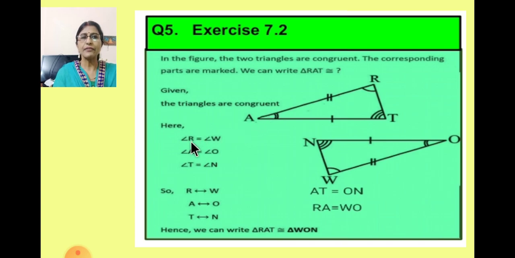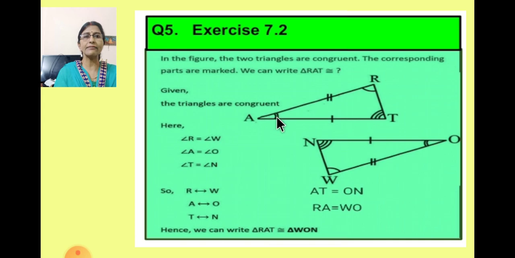Now first we will write what are the congruent parts given here. What are the parts which are congruent to each other. Now first we will take angle R. You can see here this angle. Angle R is equal to angle W. You can see by the mark also we can understand. Here one small arc you can see and here also one small arc. This shows this angle is equal to this angle. So we'll write angle R is equal to angle W.